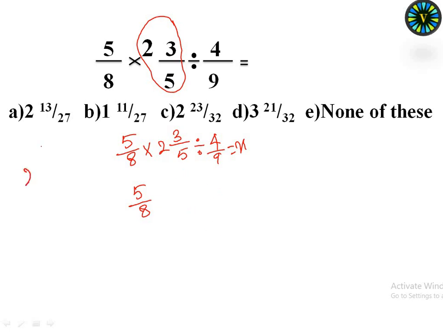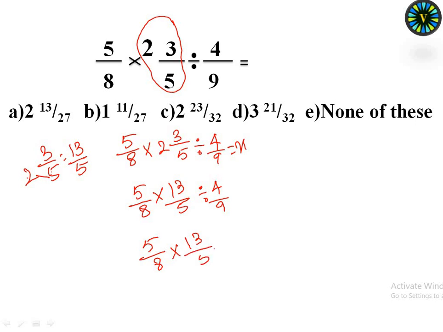First what we need to do? We need to solve this mixed fraction. That is 2 fives are 10. Correct? So 10 plus 3 is 13. Hence we will get 13 by 5. Is this clear, guys? I am taking here 13 by 5 divided by 4 by 9. I have taught you how to take a reciprocal. So directly I am taking 13 divided by 5 multiplied with 9 divided by 4. Is this clear? While writing numbers, be careful.